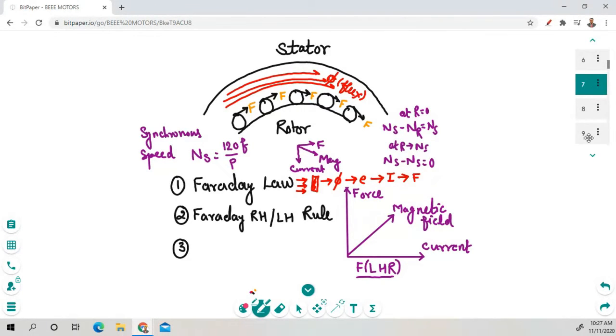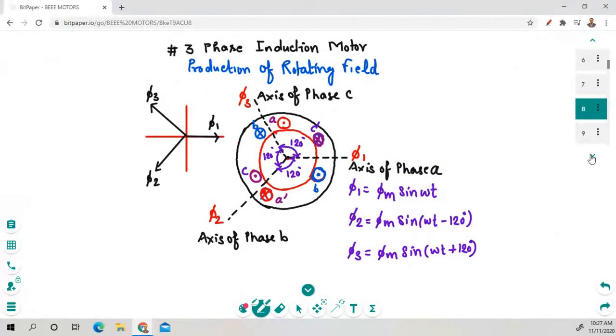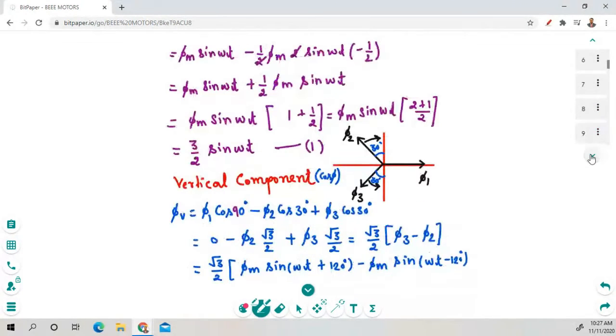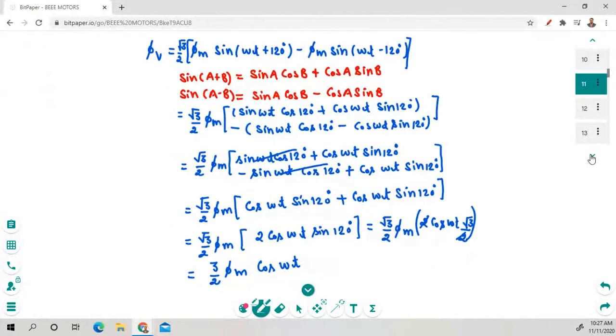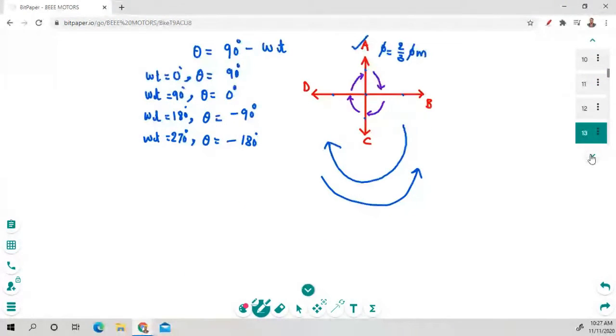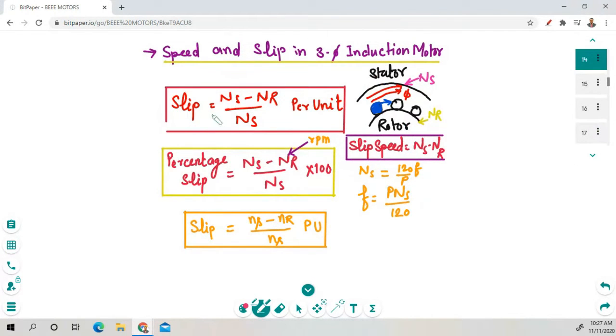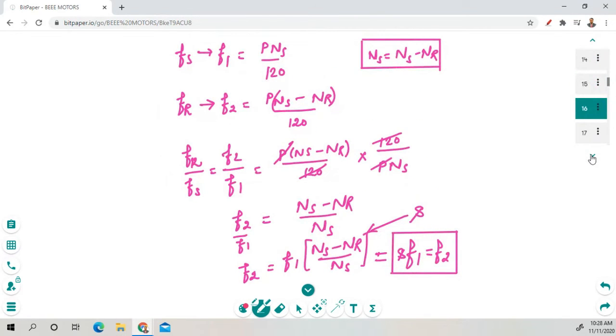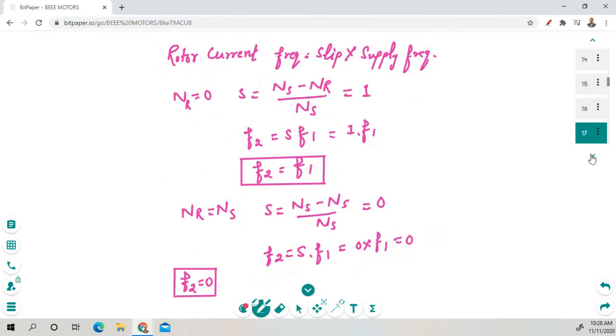Okay, so now we will cover these principles: how this rotor will move, how the rotor speed will vary, how the angle of this rotor will change, how slip is going to affect this three-phase induction motor, and what the different expressions for slip are.